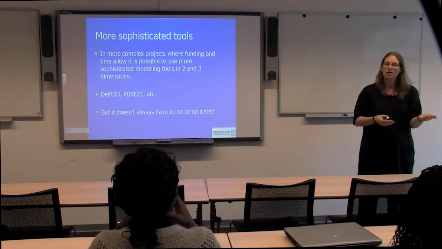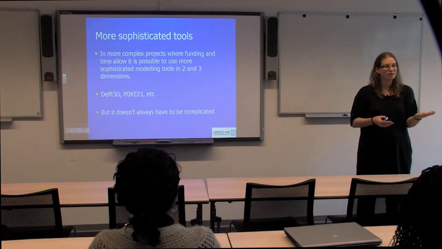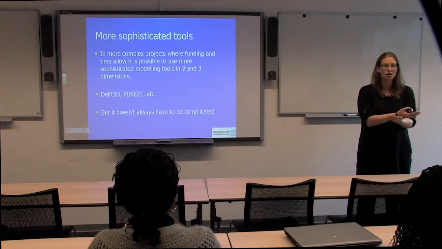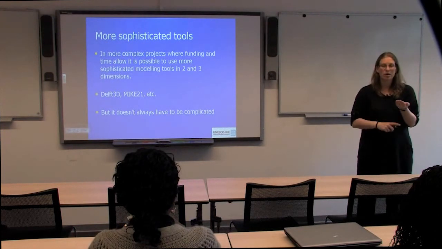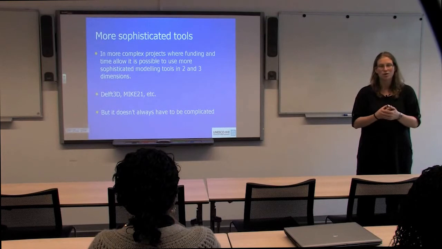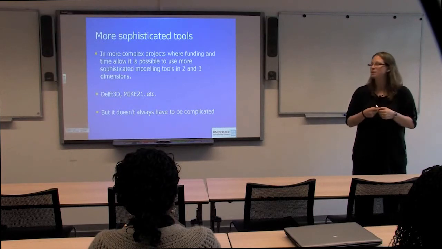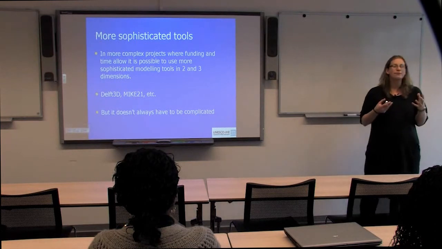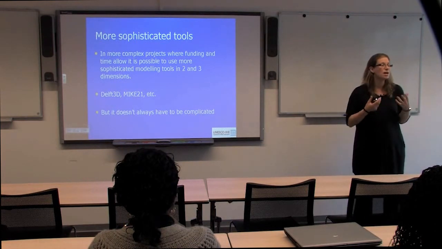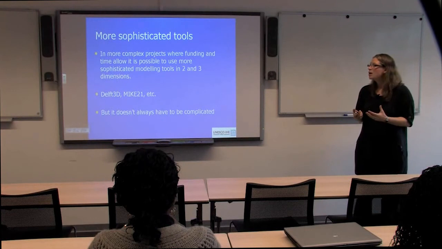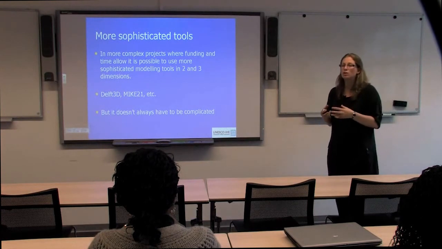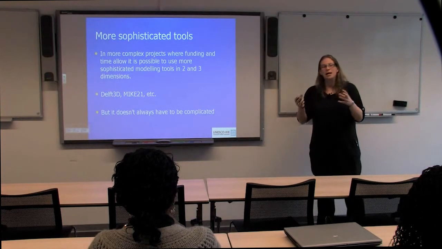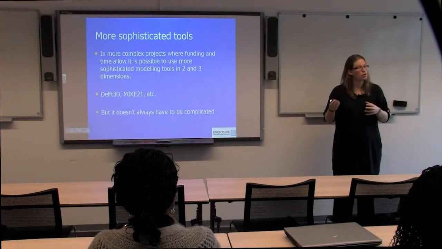We can have Saint-Venant equations in one dimension. We can have the Saint-Venant equations, as I mentioned, in 2 dimensions, so we've got x and y coordinates. We can also include the z direction, so we can have flow in 3 dimensions. So in more complex projects where we have funding or time available, we can use more sophisticated models to link our flows to our velocity.